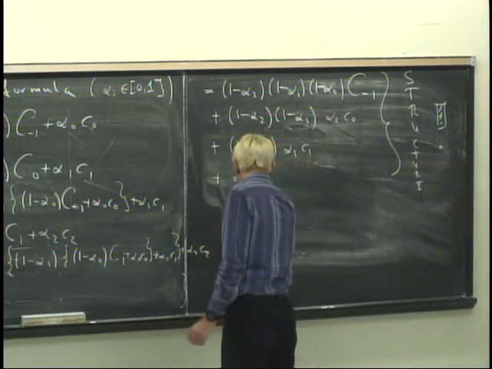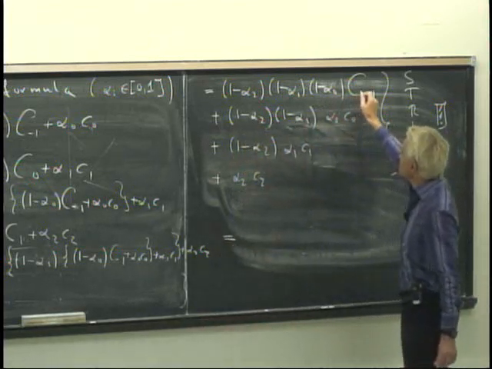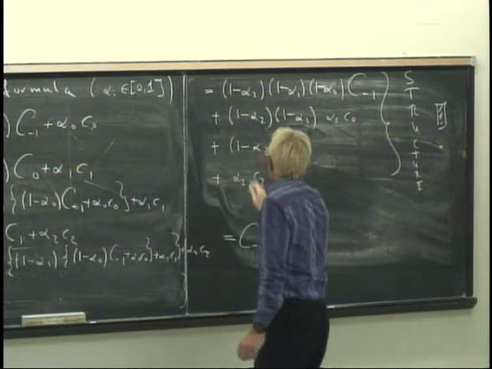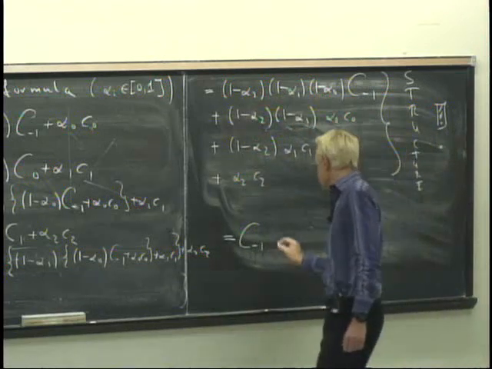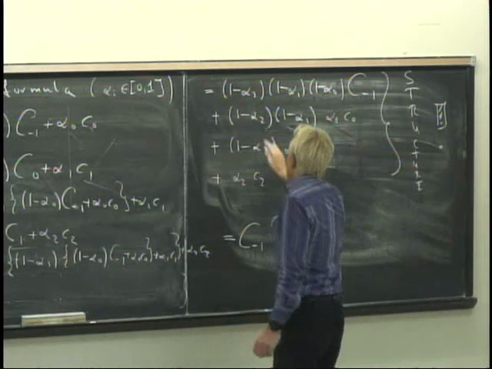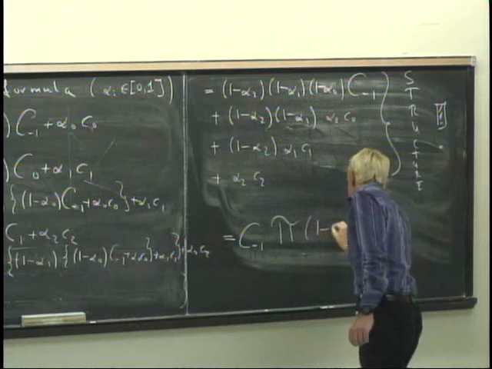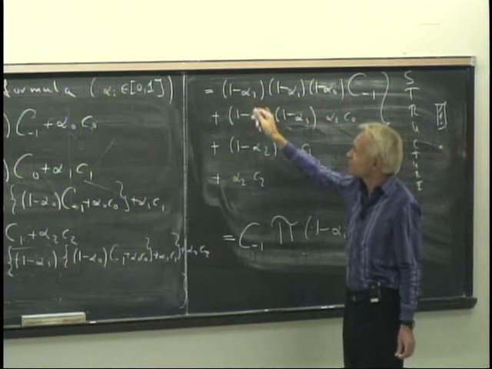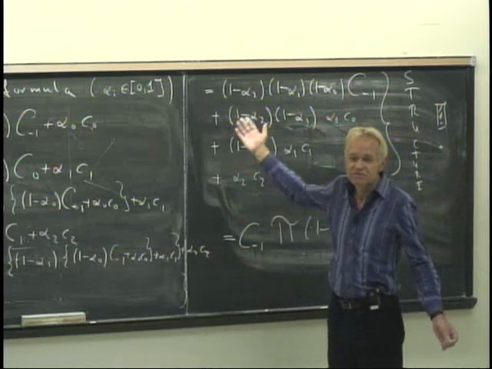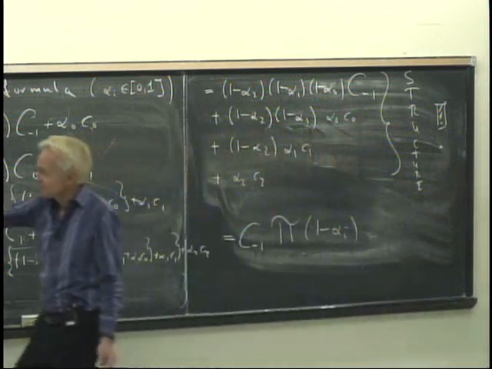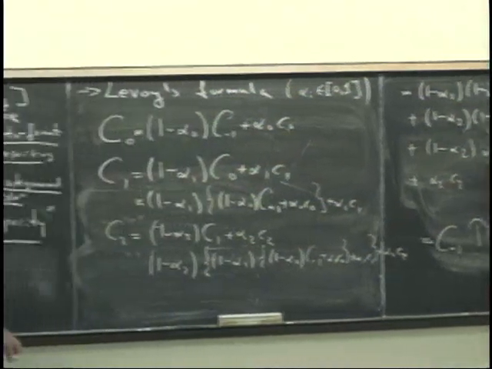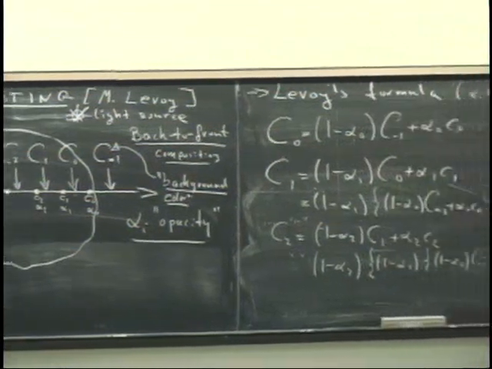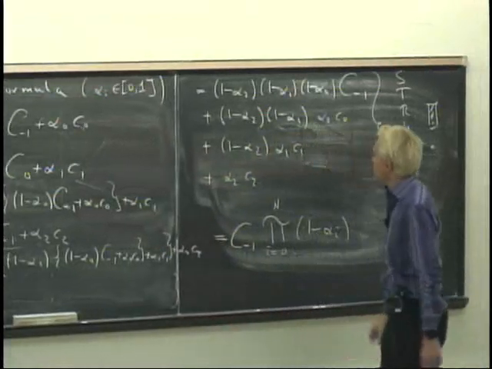So this is what? The first term is the background color, C minus 1, times a product. The product is a bunch of 1 minus alpha i values, so it's just the product of 1 minus alpha i, right? And the i goes from 0 to, that's it, n is 2 in this case, right? Because I stopped at 2. I stopped my formula at 2, but in general it goes up to n, so 2 is n. So this is i from 0 to n. Okay, that is the first part, this part.